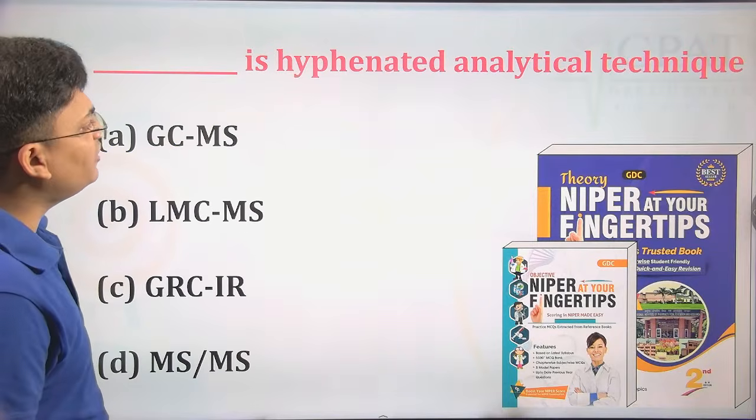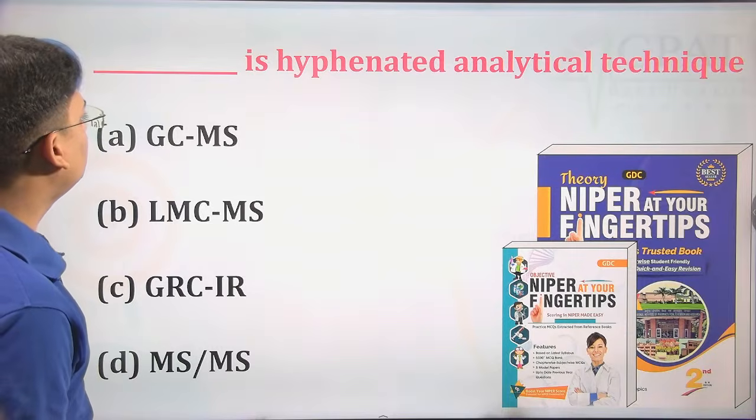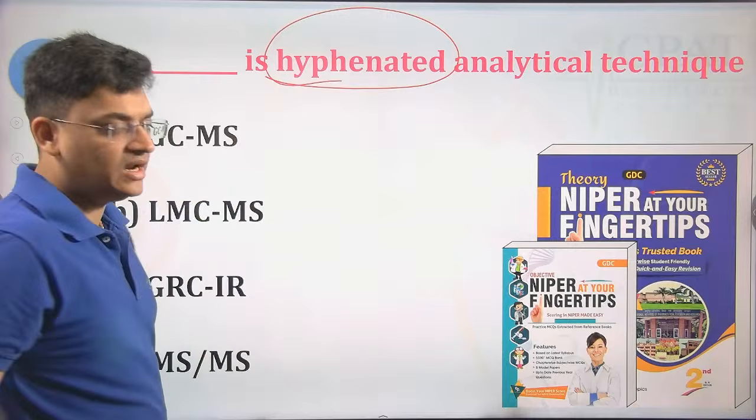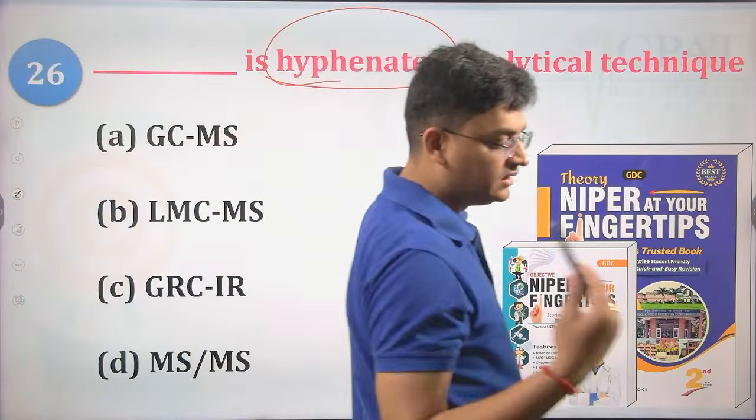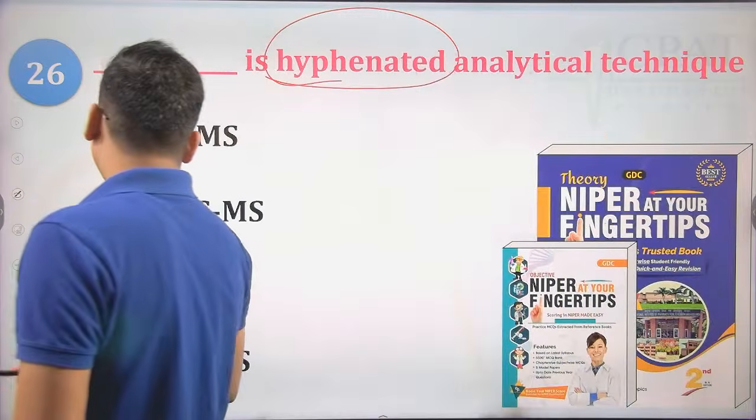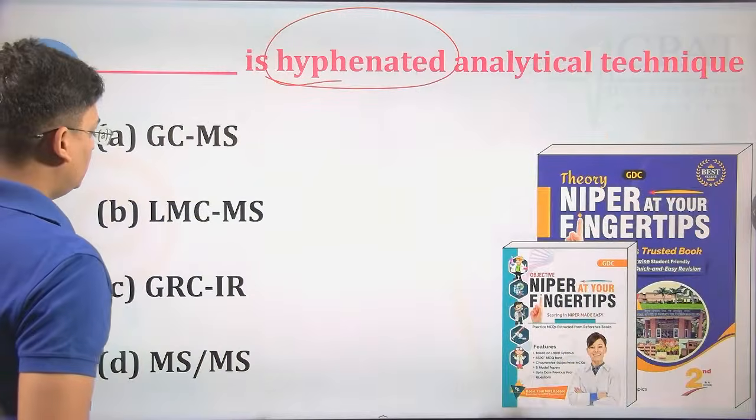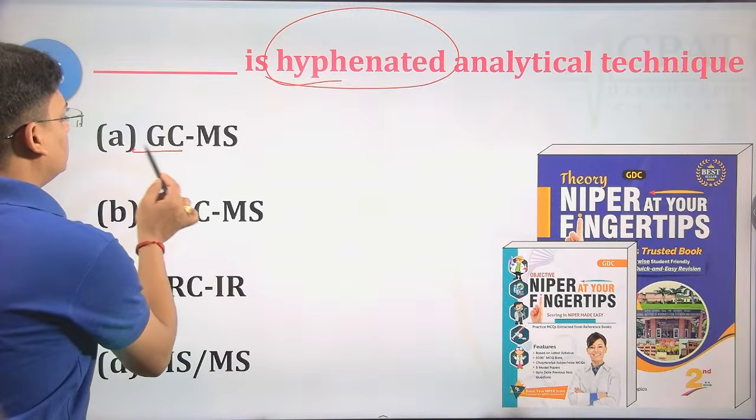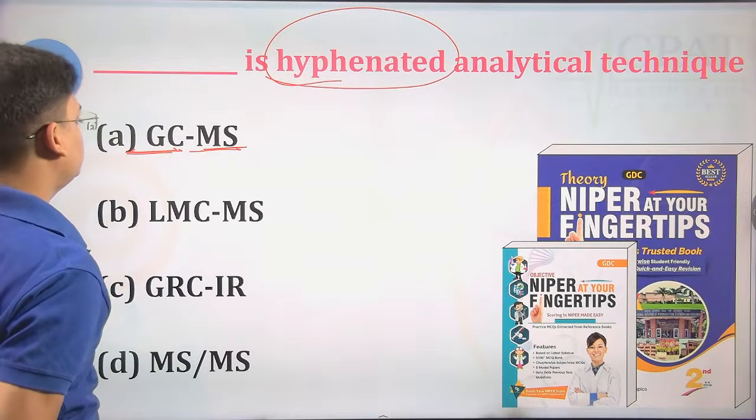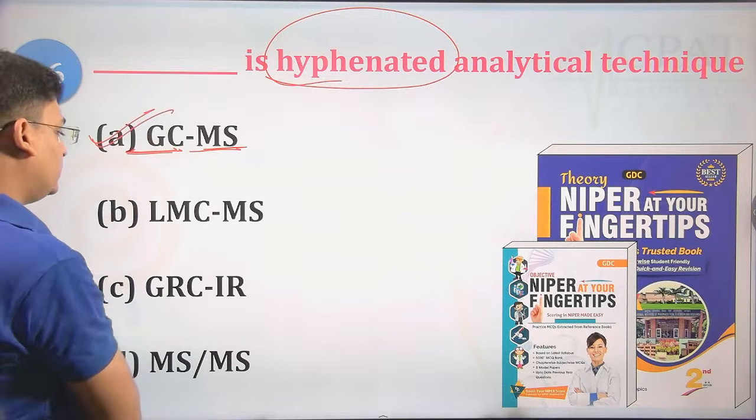Dash is a hyphenated analytical technique. If we have two analytical tools combined, that is a hyphenated method. Here we have chromatography and spectroscopy, so in this case we have gas chromatography and mass spectroscopy. So yes, the first answer is the right one.